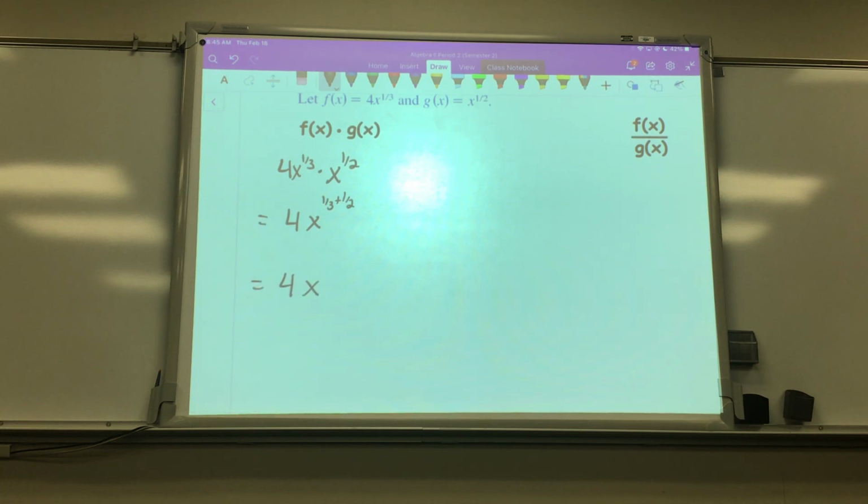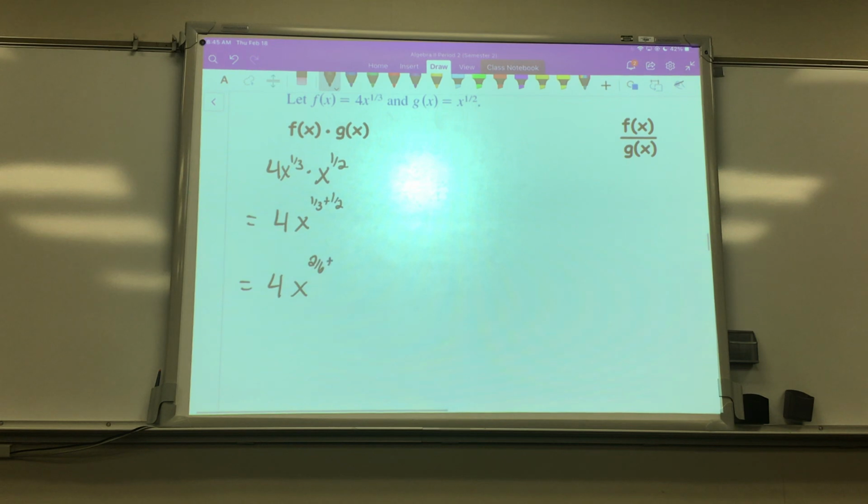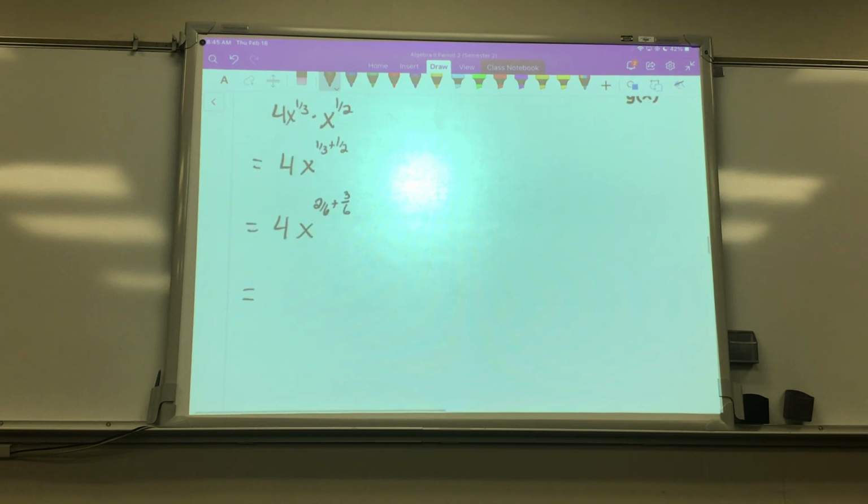What's that common denominator? 6. 1/3 with the denominator 6 would be 2/6, plus 1/2 which is 3/6, which will give me a total of 5/6.